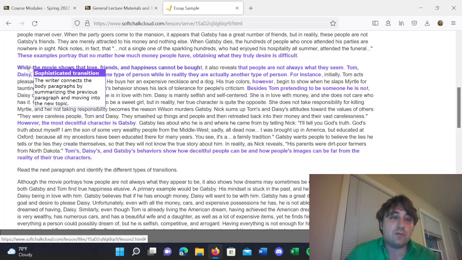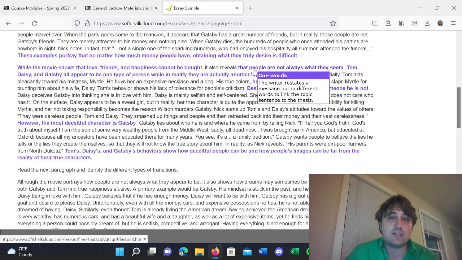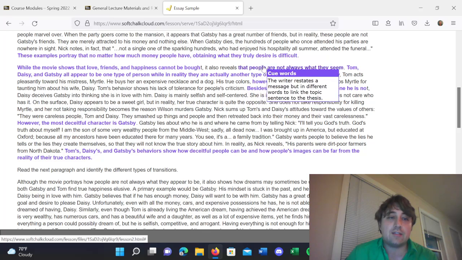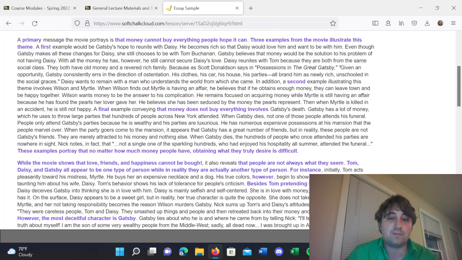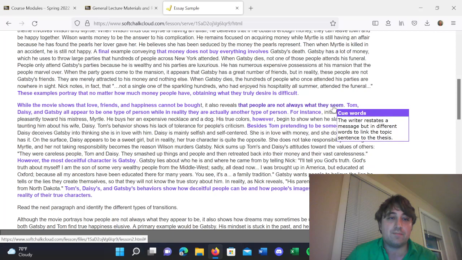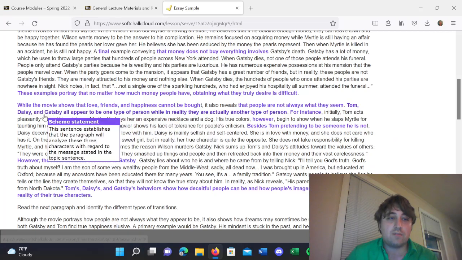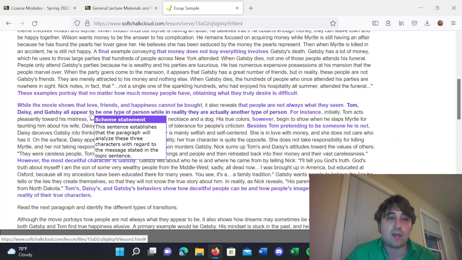And this one, we're going to transition into the next sentence, and we're going to discuss the second topic that was in the thesis. People are not always what they seem. So that's going to be the topic here, right? So we're going to talk about Tom, Daisy, and Gatsby and how they appear to be a different person.